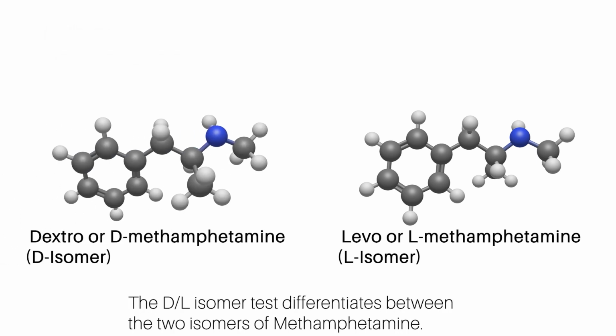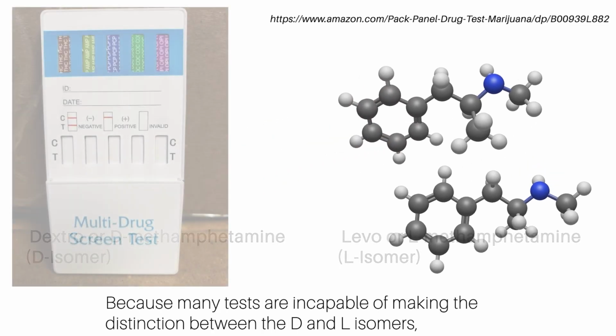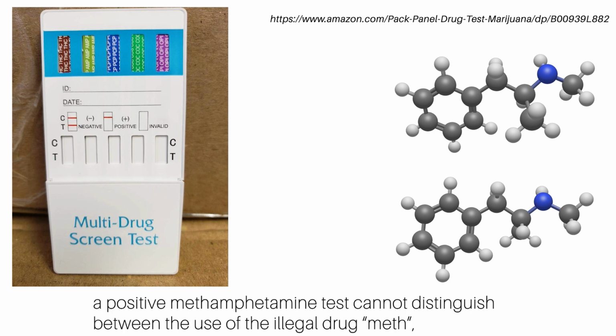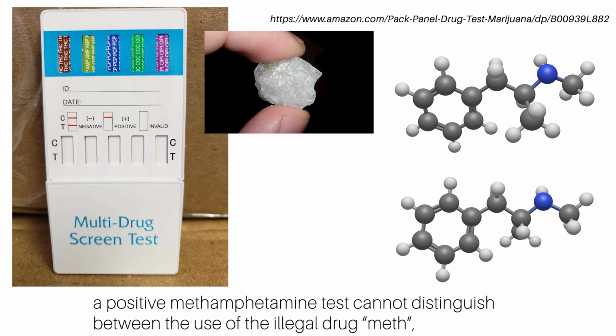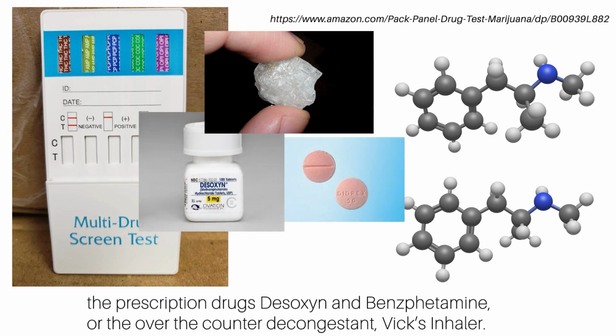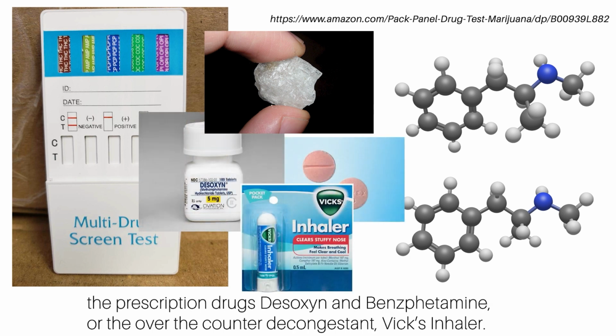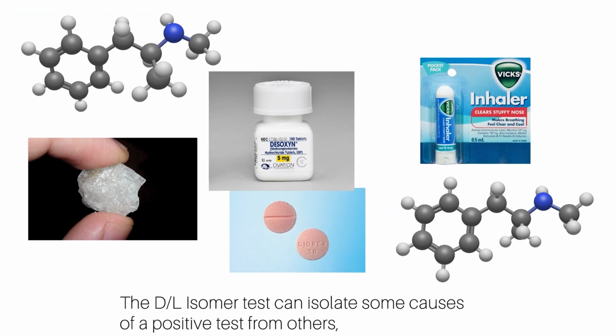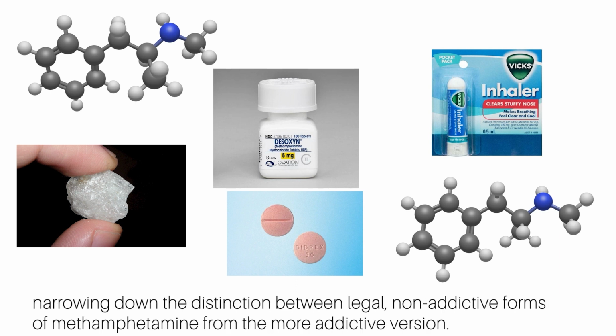The DL isomer test differentiates between the two isomers of methamphetamine. Because many tests are incapable of making the distinction between the D and L isomers, a positive methamphetamine test cannot distinguish between the use of the illegal drug meth, the prescription drugs Desoxyn and benzphetamine, or the over-the-counter decongestant Vicks inhaler. The DL isomer test can isolate some causes of a positive test from others, narrowing down the distinction between legal, non-addictive forms of methamphetamine from the more addictive version.